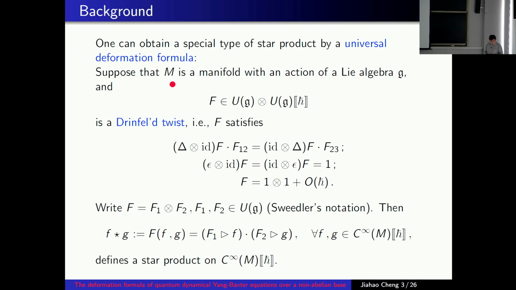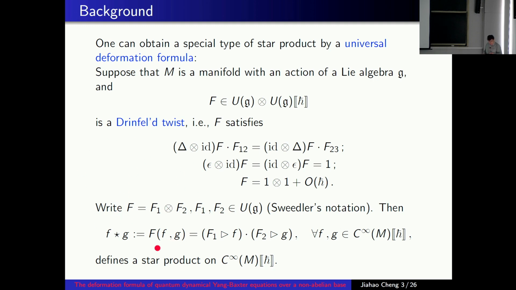Suppose that we have a smooth manifold with an action of a Lie algebra G. And suppose now that we have an element F belonging to UG tensor UG, where UG is the universal enveloping algebra of the Lie algebra G, with some formal parameter h bar. And suppose that F satisfies the following equation. The last equation means that up to higher order in h bar, F is just some kind of identity map, corresponding to the ordinary multiplication. Such an element F is called a Drinfel'd twist.